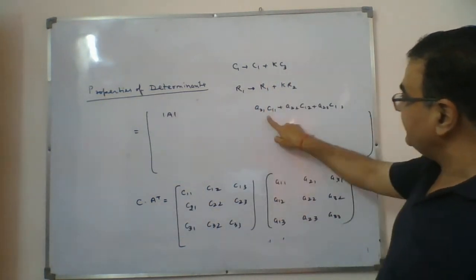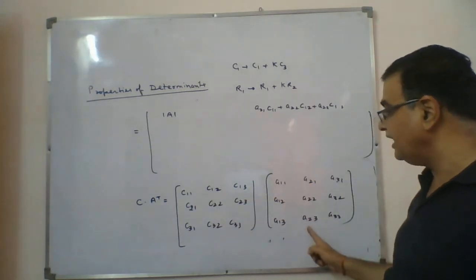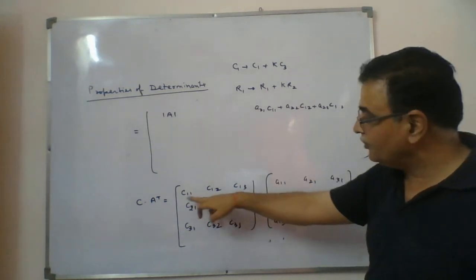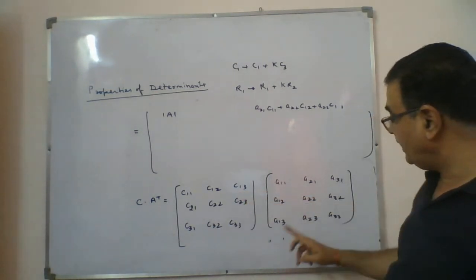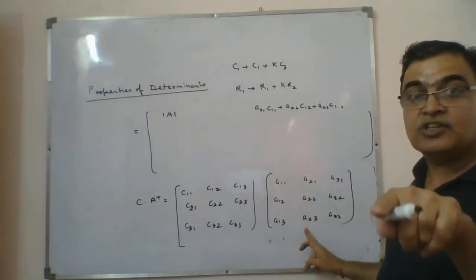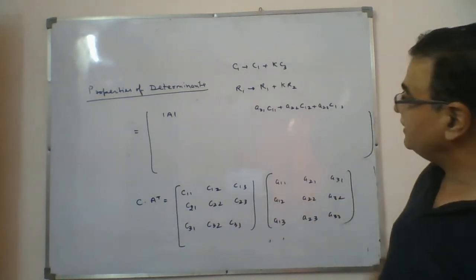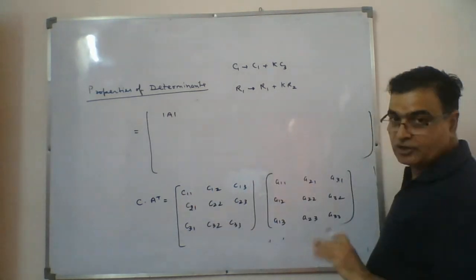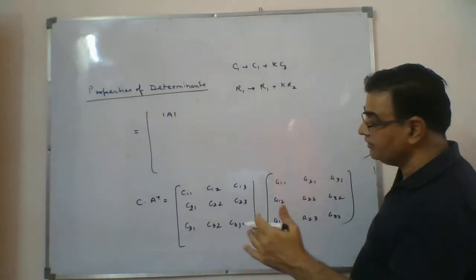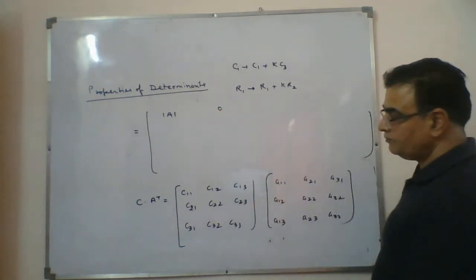When you take the second term, these are the elements and these are the cofactors. These are the cofactors of the first row and these are the elements of the second row. So if these are not matched, what does the result come out to be? 0. If elements are not multiplying with their corresponding cofactors, but with the cofactors of some other row, the result is 0.